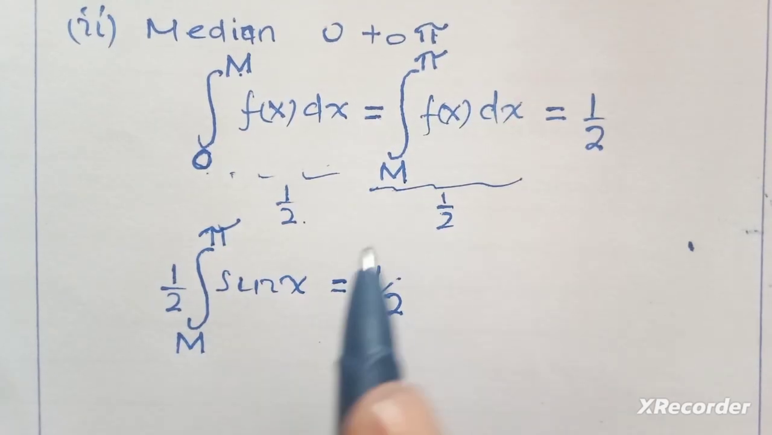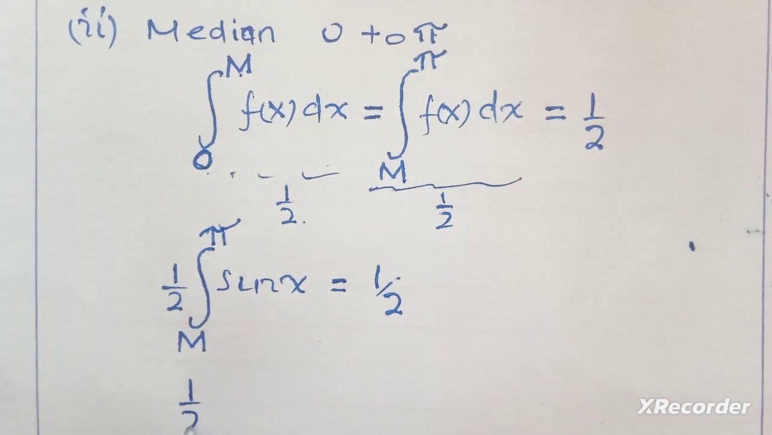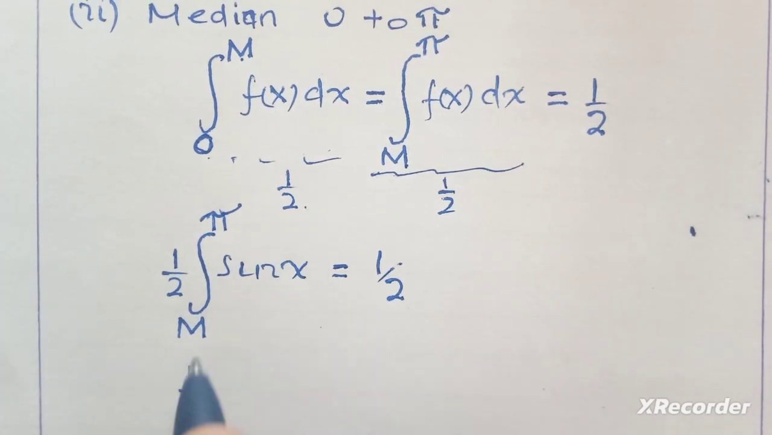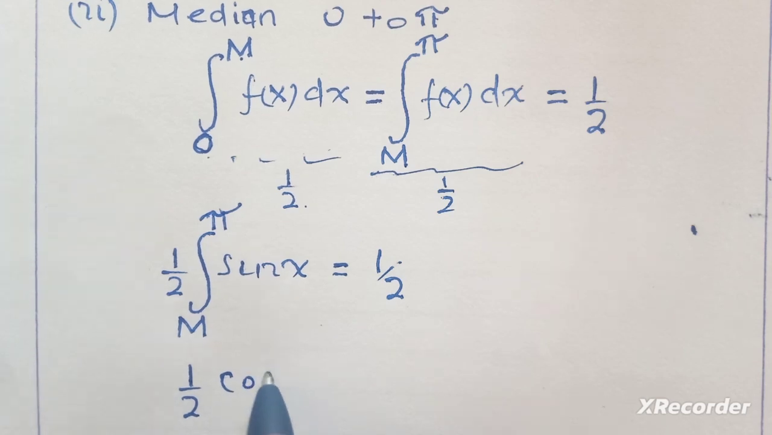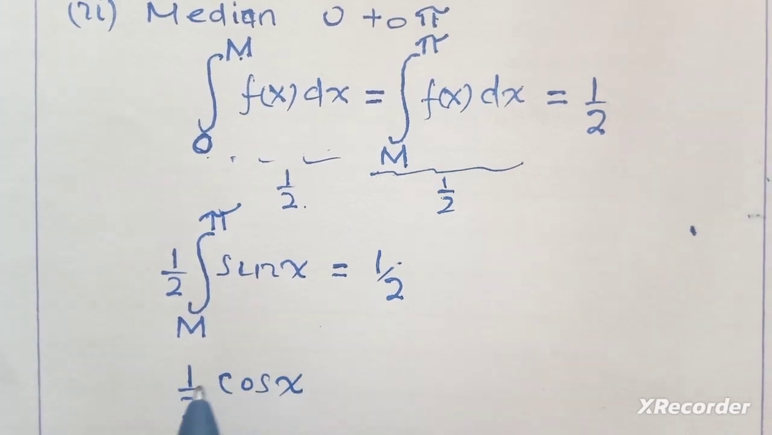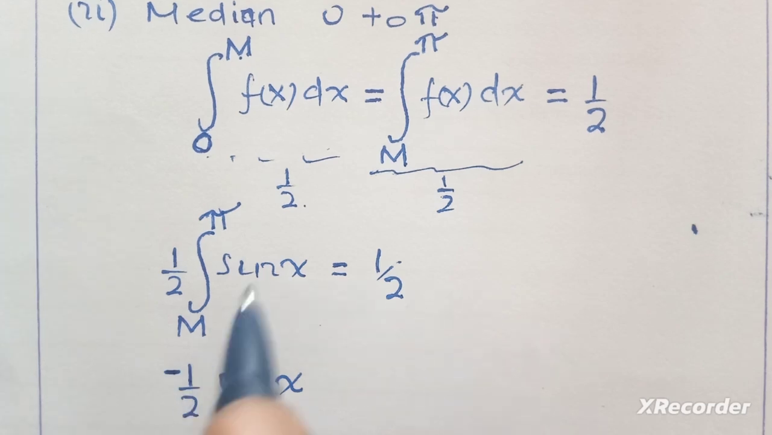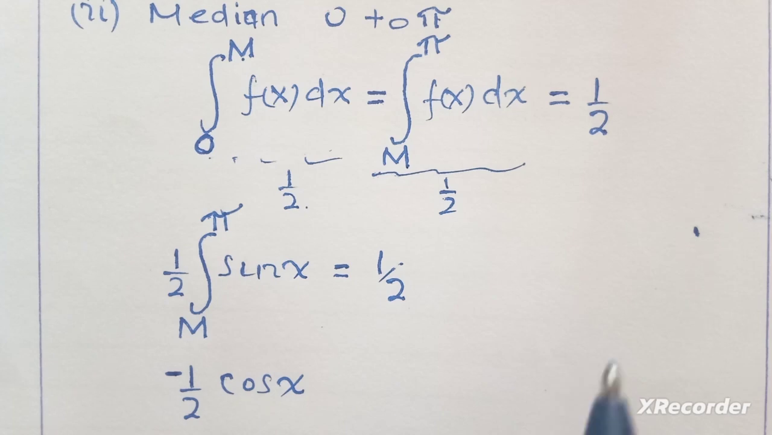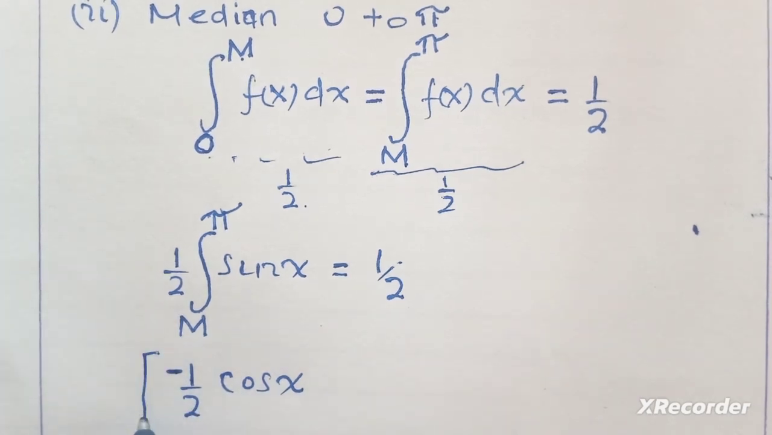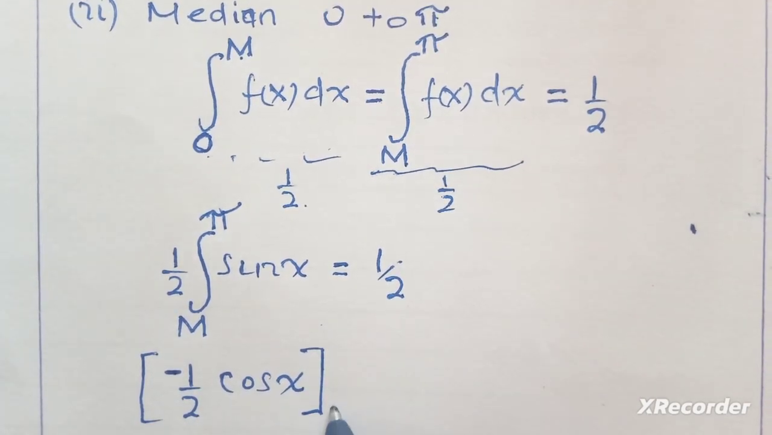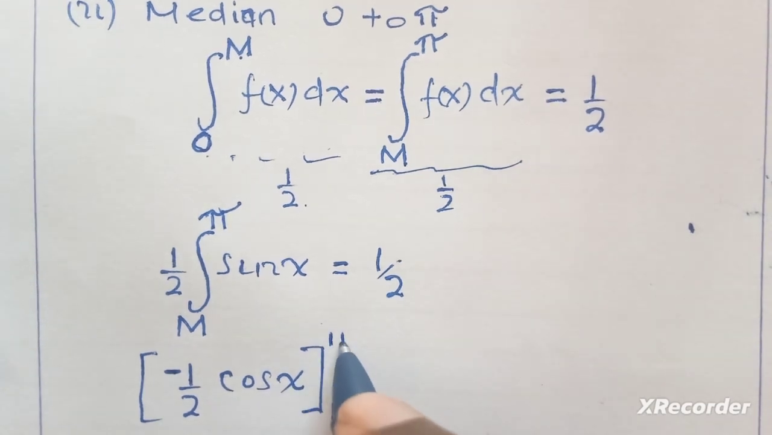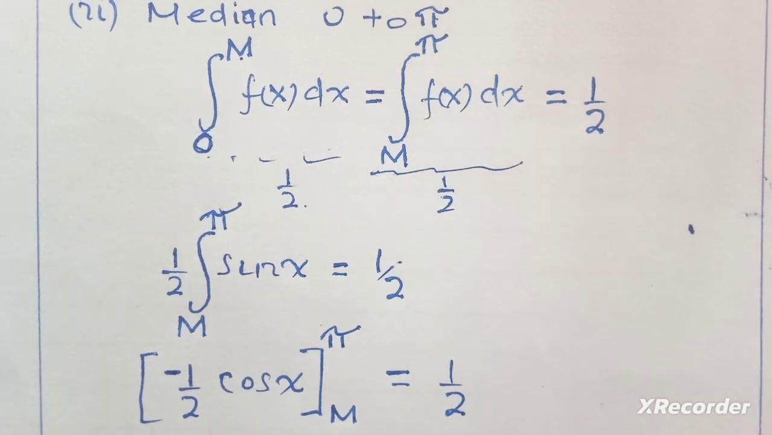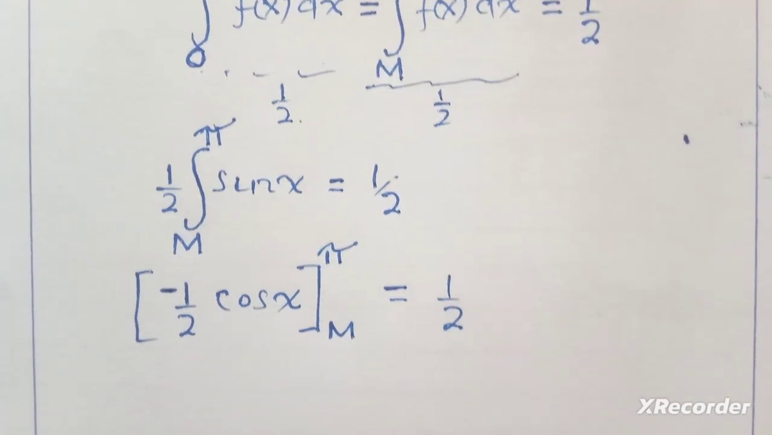So now we will say a half. We look for the integral of sine. This one will be cos x. And of course now it's going to be a minus, because when you differentiate cos, you get a minus sine x. So this is going to be a minus. So that one, guys, from our limits is m to pi. This now gives us a half. So we equate all that to a half.